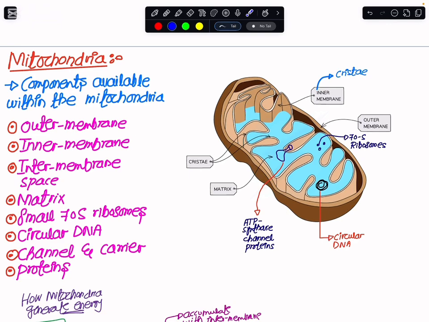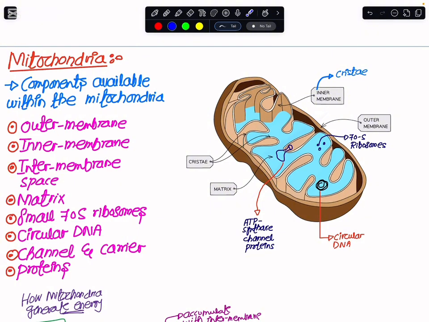The mitochondria, like the nucleus, is a double membrane organelle. It has an outer membrane and an inner membrane, and in between the outer and inner membrane we have the intermembrane space. Then we have a fluid-filled space within the mitochondria, which is termed the matrix. So M for mitochondria, M for matrix. We also have some small ribosomes within the mitochondria, and they are the 70S ribosomes. And then we have circular DNA in them.